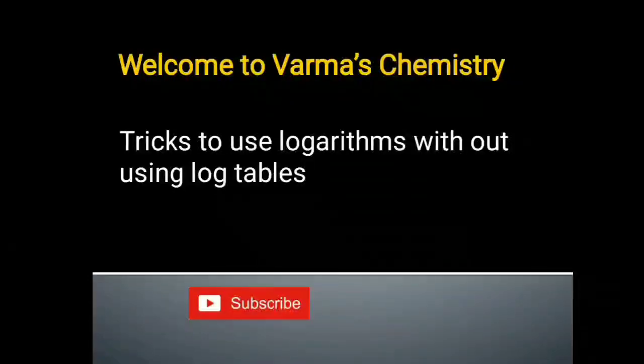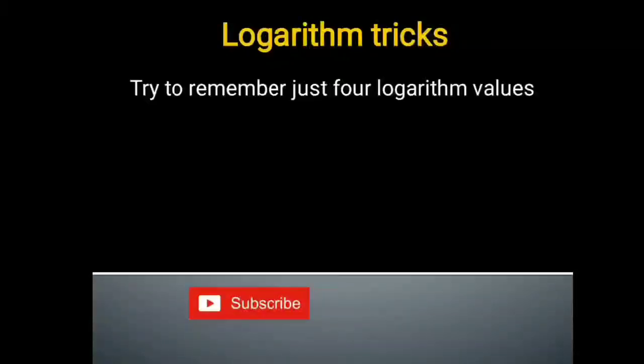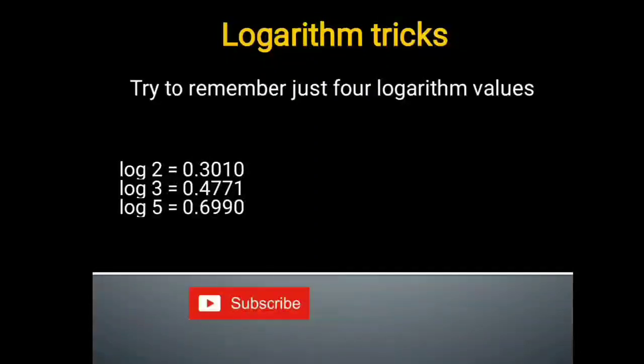In this video, I am going to give you a few tricks to use logarithms without using log tables. To use these tricks, you need to remember 4 logarithmic values, just 4 logarithm values. Log 2 is 0.3010, log 3 is 0.4771, log 5 is 0.6990, and log 7 is 0.8450. You need to remember all these 4 values.